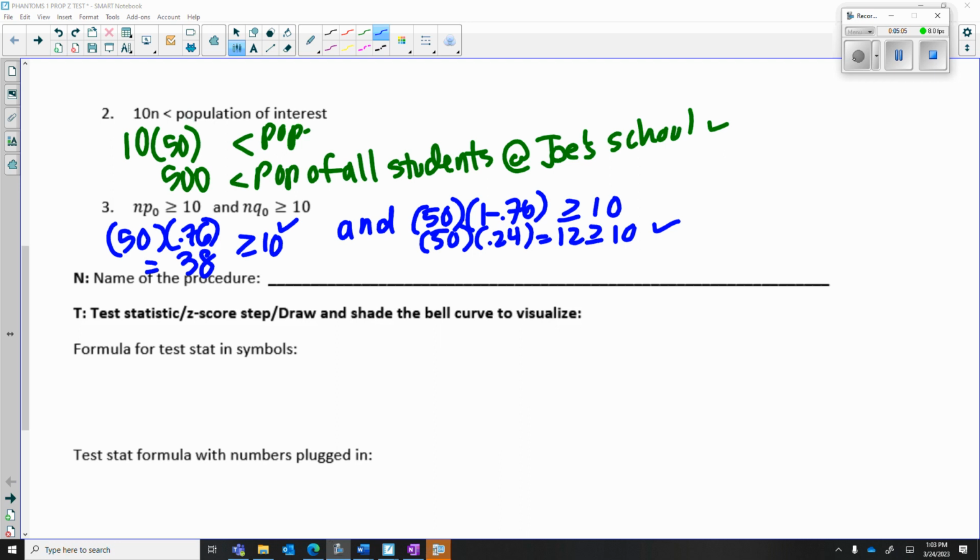So I got 38 and 12. Those are both greater than or equal to 10. So I say thus the sampling distribution of p hat is approximately normal, and I'm allowed to proceed with the procedures.